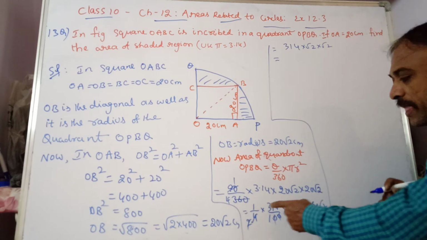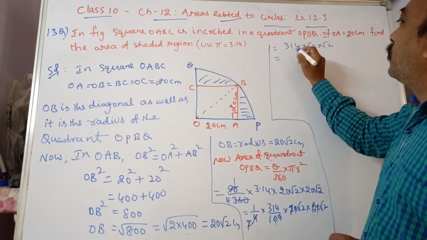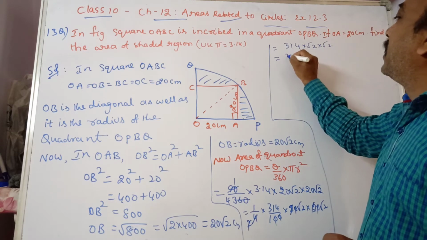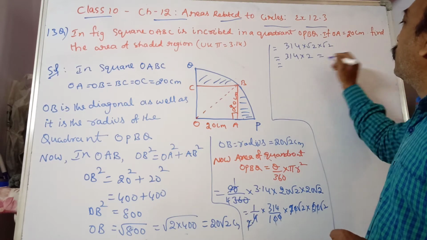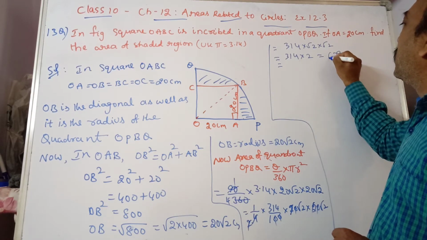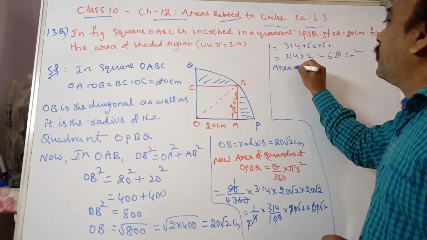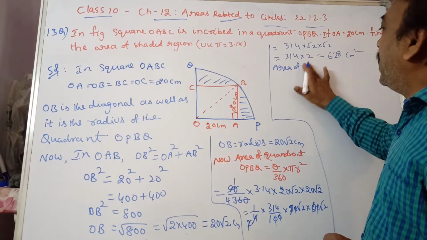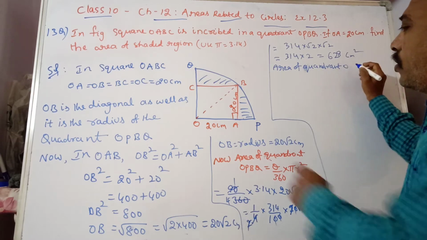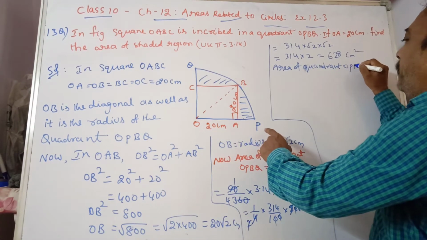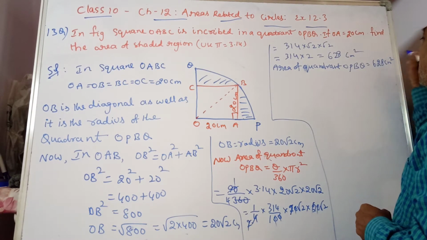That's what I am checking here. So 1 by 4 we forgot here. Now root 2 into root 2 is 2. 2 into 314 is 628 centimeter square. This is the area of the quadrant. Area of quadrant OPBQ is equal to 628 centimeter square.